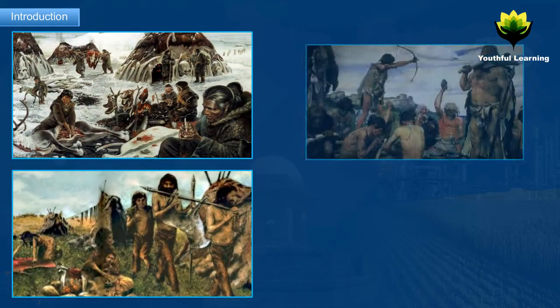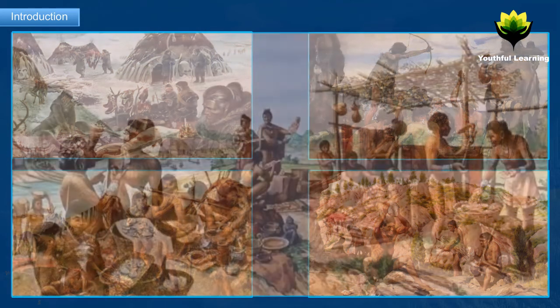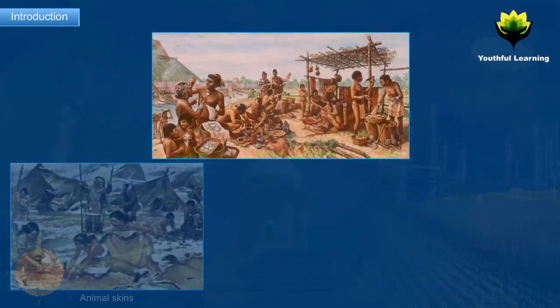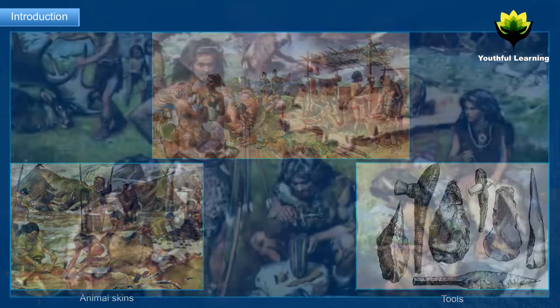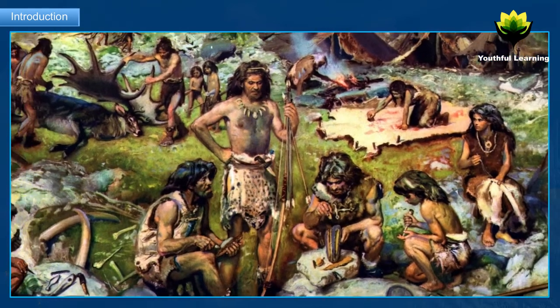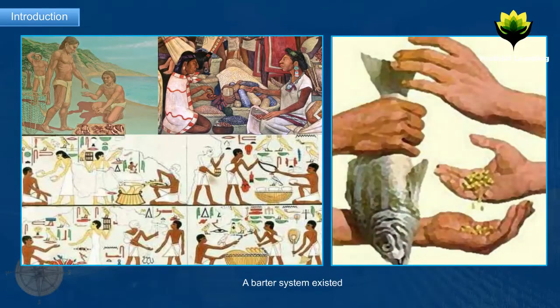Various nomadic groups would come in contact with each other and trade goods such as animal skins, tools, etc. with each other in order to meet the demands of increasing populations. In other words, a barter system existed.